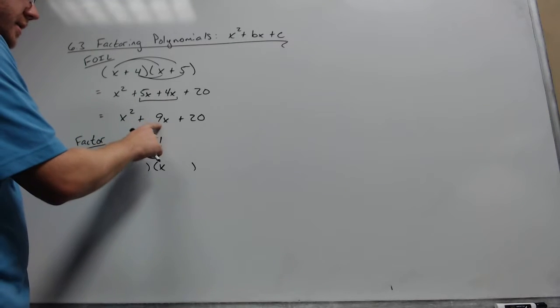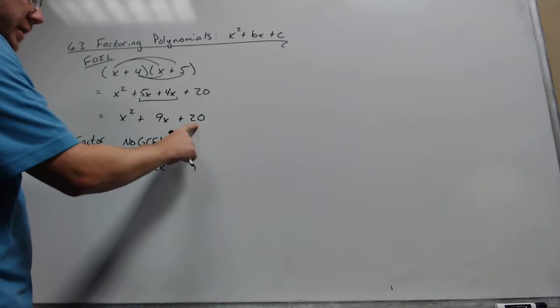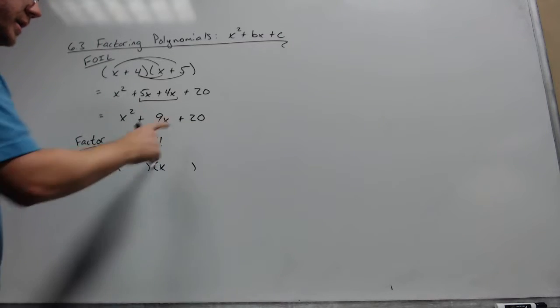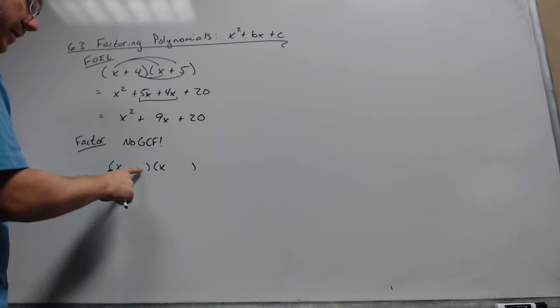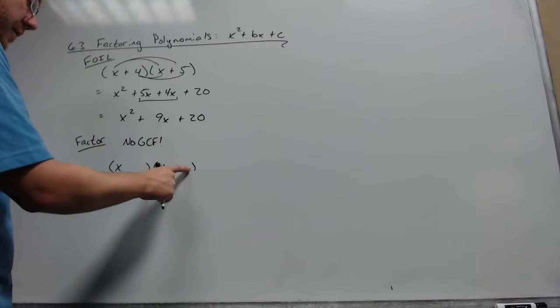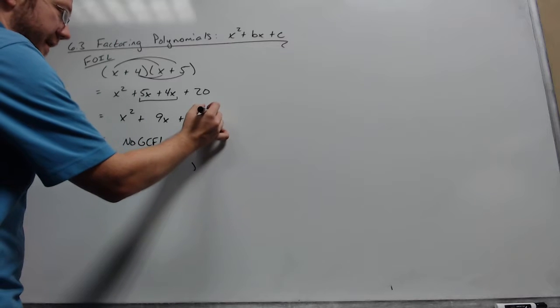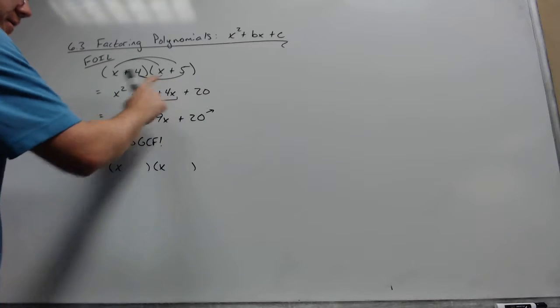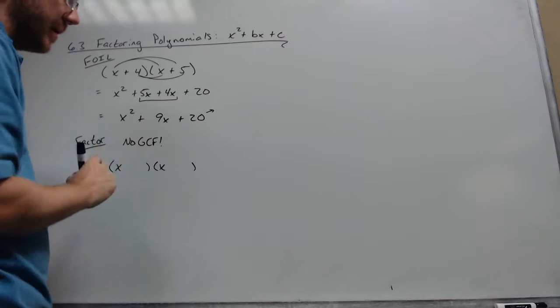Next, we skip over the 9x, this middle term, because it's more complicated to get to, and we look at the 20. Because we know that whatever two numbers we place here and here, when we FOIL this out and multiply them together, they're going to get us this constant term. So it's pretty straightforward. Whatever two numbers I place here multiply to get 20. So if I didn't know the answer was already 4 times 5, I might cycle through my possibilities. There's not going to be many.